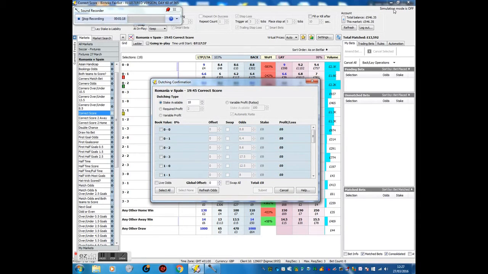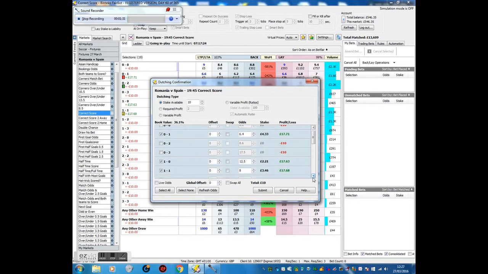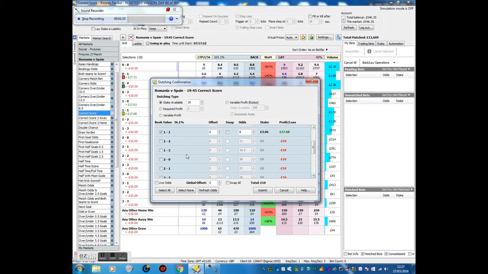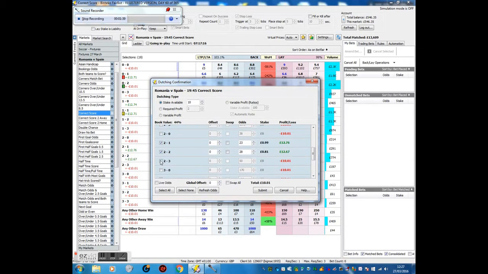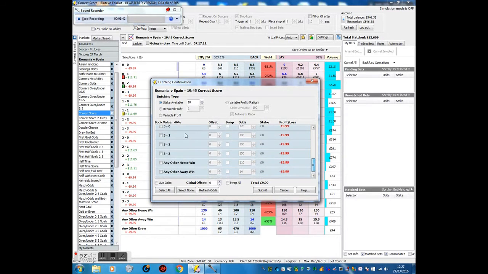Then we go into the correct score. You click back and lay operations, Dutching. Now your total stake is £10. It's up to you. I suggest as a first time that you only do it for £5 or something like that. You can put it on simulation mode if you wish as well. So you're just paper trading. It's not going to cost you anything. So you'd back, sorry, the stakes at these score lines for £10 maximum.